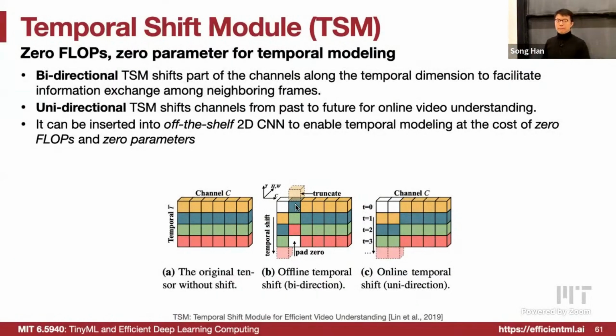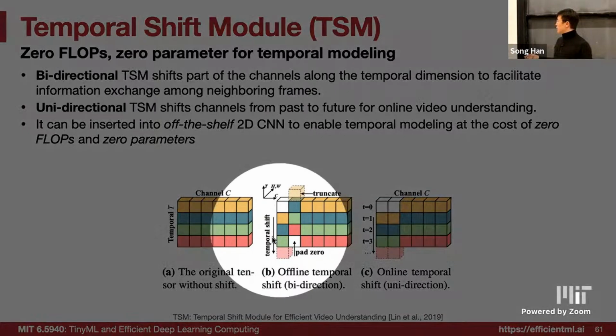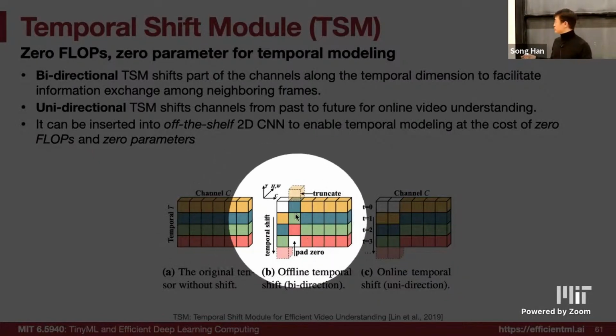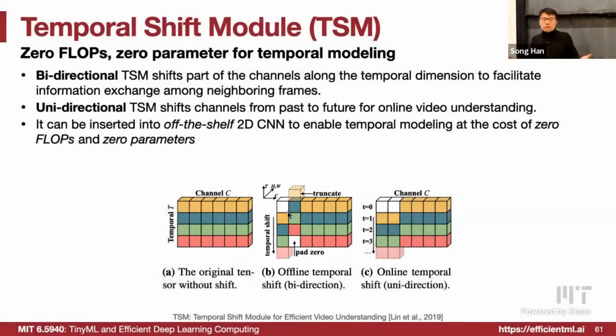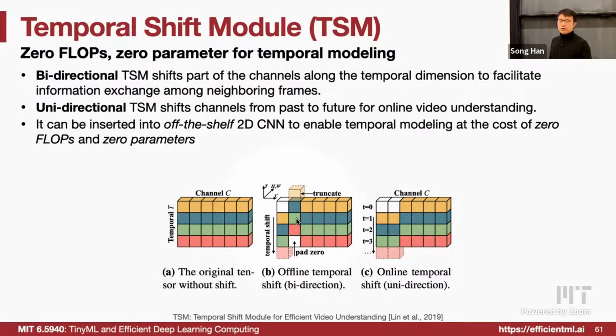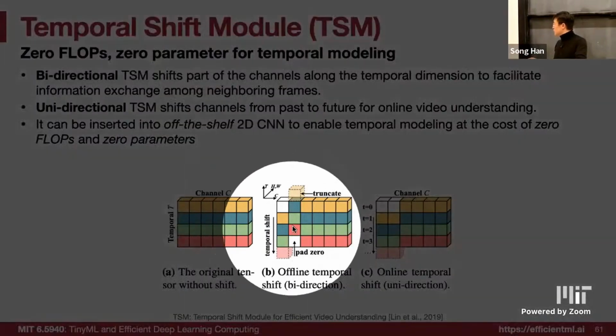And how much percentage do we shift? That's a hyperparameter. You can imagine if you shift too little, you have too little information from the past and from the future. But if you shift too much, you have no information for the present, right? So that's a hyperparameter we should tune. So for offline video understanding, for example, you have 10,000 hours of video to process. This is a very good approach.